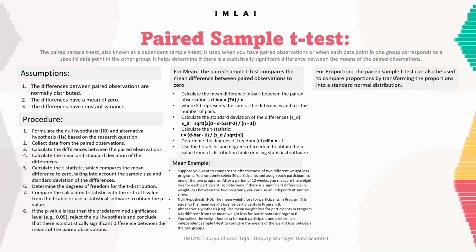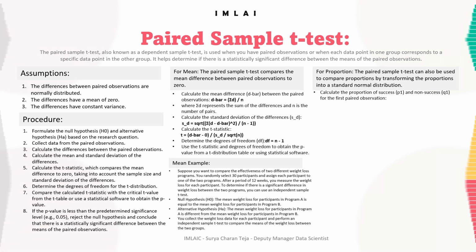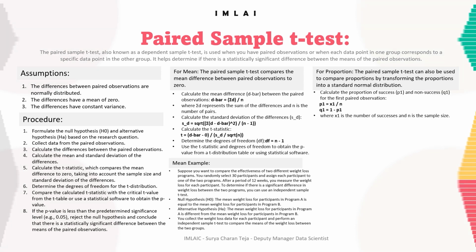And we have another task that can be done with the paired sample t-test, which is proportion. For proportion, the paired sample t-test can also be used to compare the proportions by transforming the proportions into a standard normal distribution. So calculate the proportion of success p1 and non-success, which is 1 minus p1, q1, for the first paired observations. Then p1 equals x1 by n, q1 equals 1 minus p1, obviously. Where x1 is the number of successes and n is the sample size.